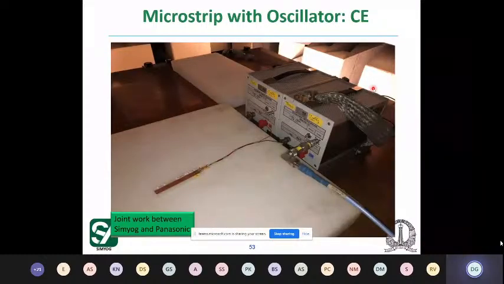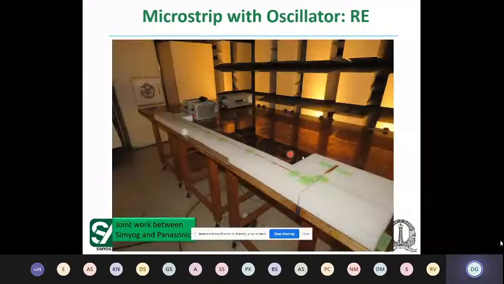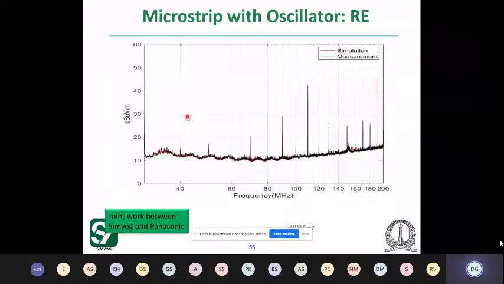This is the duty that I talked about. This is the duty with the crystal oscillator and all that work done with Panasonic Osaka. This is the measurement versus simulation correlation of that. This is the RE problem that I mentioned earlier, and this is the simulation versus measurement correlation of that. Typically, we aim for around 6 dB. Although it seems like quite a big difference, in EMI EMC, because of so many uncertainties, 6 dB is a good measure of correlation.